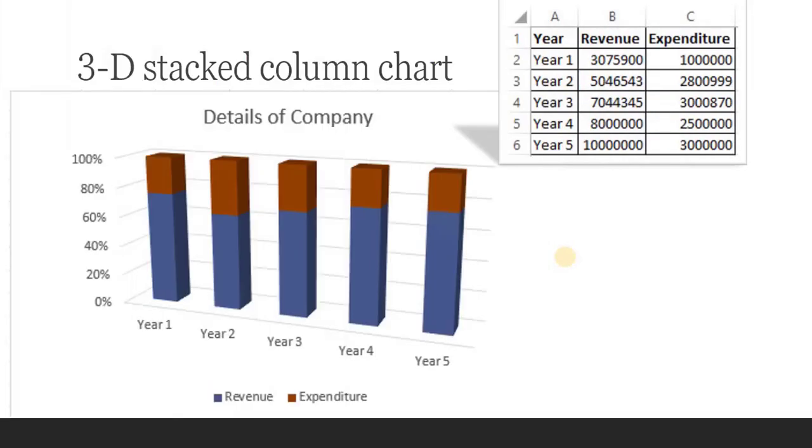A 3D stacked column chart shows the part to a whole. The chart clearly shows, in year 1, the revenue is almost 75% as compared to 25% expenditure. You can read the values for year 2, 3, 4, and 5.